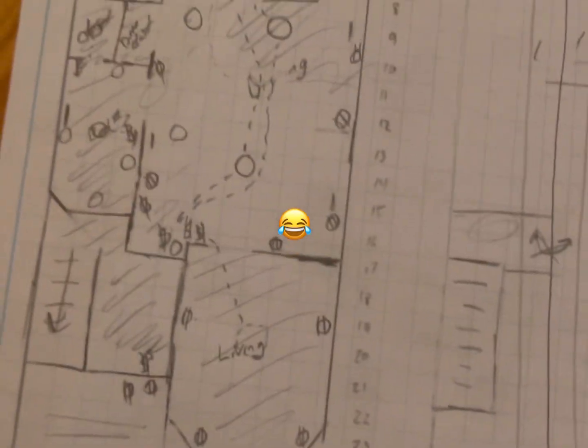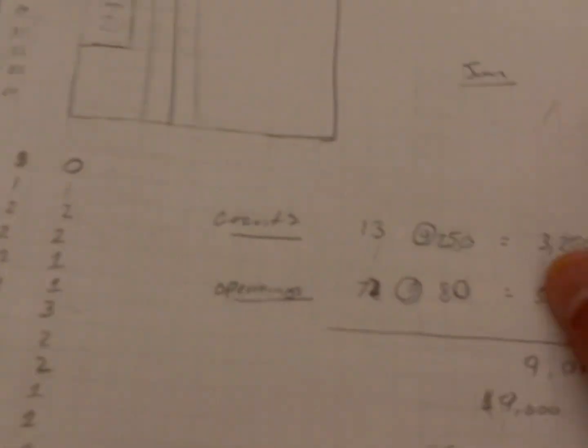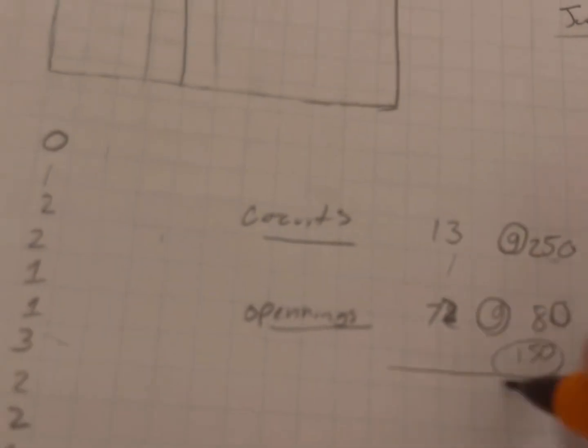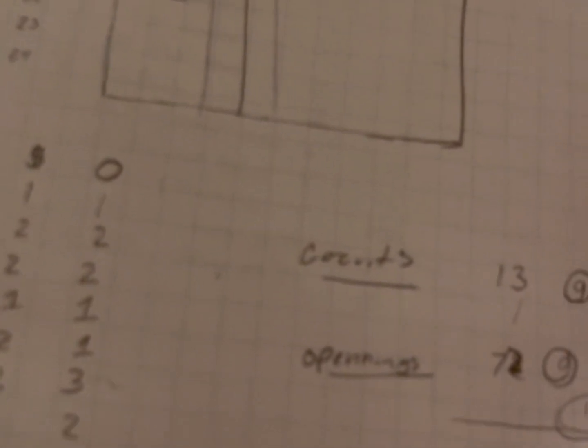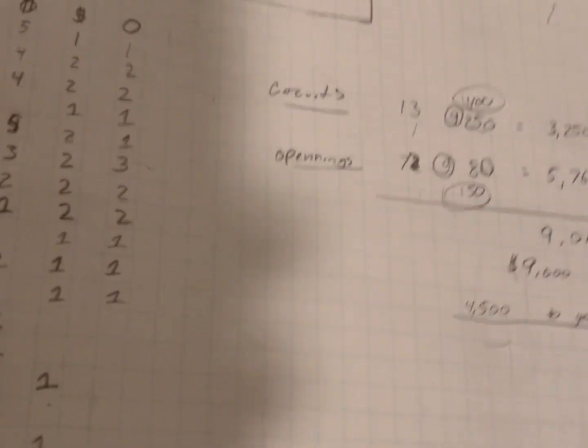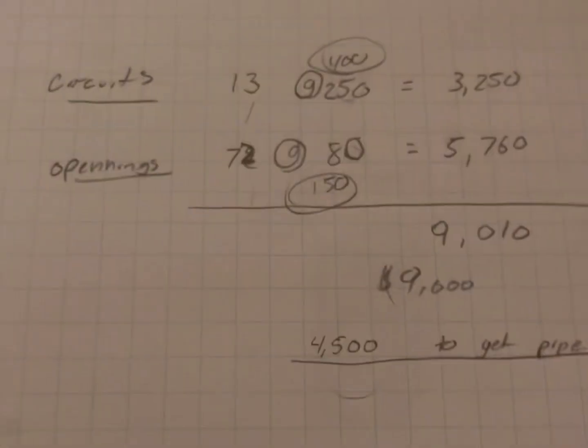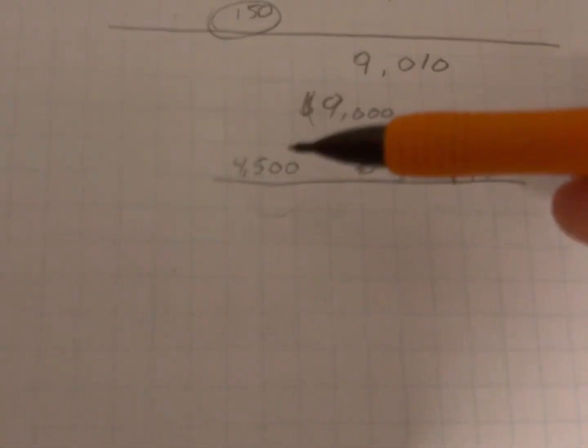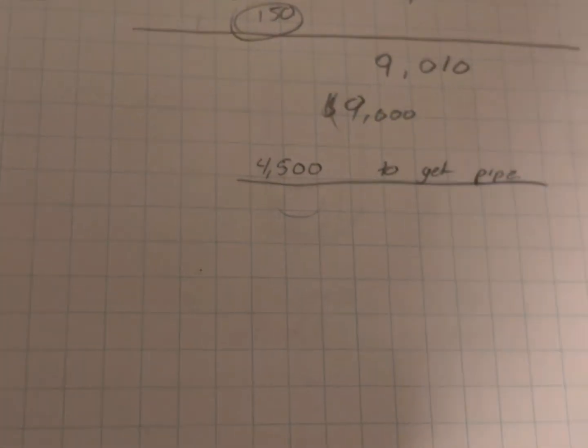And this is for a new construction price. Don't be giving somebody this price and then there's plaster ceiling everywhere. If there was a plaster ceiling, I would probably be charging like 150 an opening, and maybe 400 a circuit. I've done some jobs like that, but this is a new construction price, just to get that clear. Either way, 4,500 gets you the pipe.